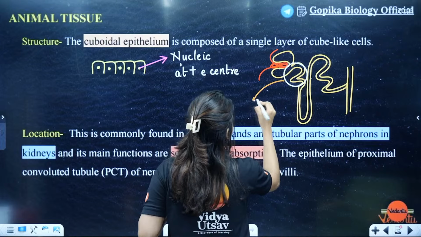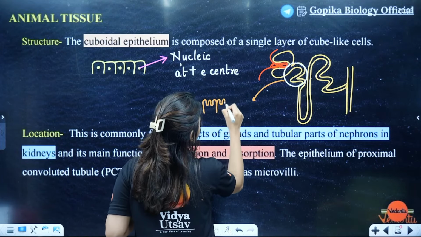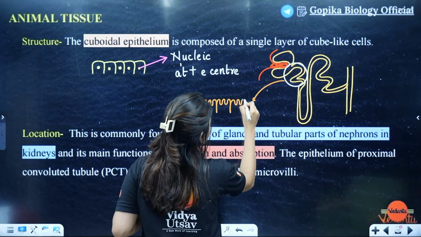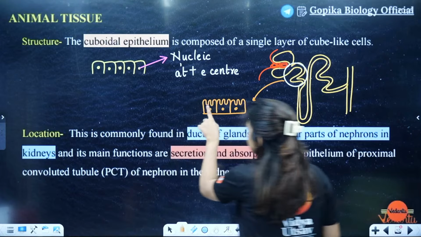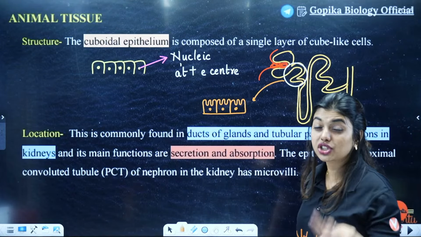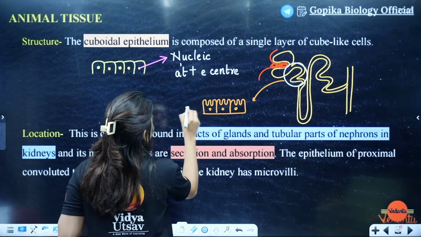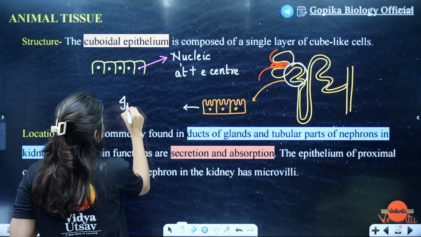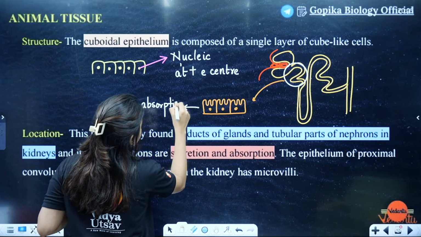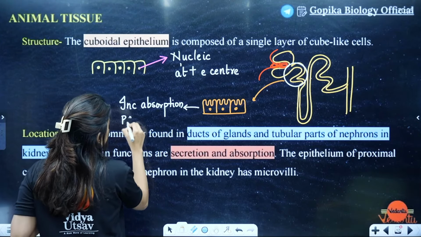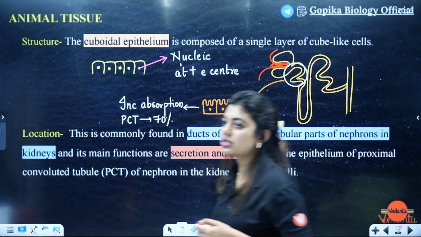So this fellow will have cuboidal cells which have microvilli. That is, we can also call them brush border epithelium. Why am I calling it brush border epithelium? Because of the presence of microvilli on top of the structure. These microvilli increase the surface area, so automatically they increase the absorption. That is why your PCT absorbs almost 70%.